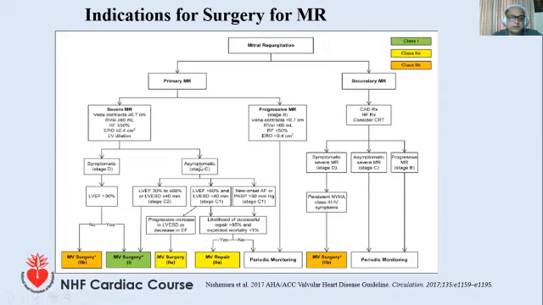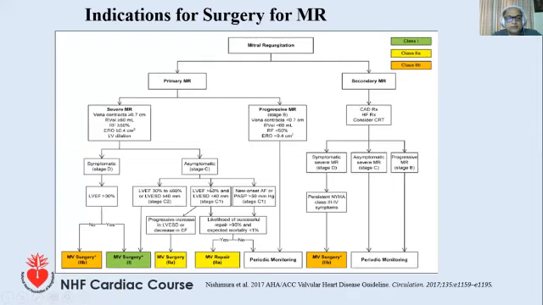Another situation is asymptomatic patients. This is very important. The patient is asymptomatic, but the ejection fraction is between 30 and 60, and the LV end-systolic diameter is more than 40. In these cases, surgery is the best option. And in another way, if the ejection fraction is more than 60 and the systolic diameter is less than 40, but there is progressive disease with a decrease in the ejection fraction, surgery is an option, class 2A.